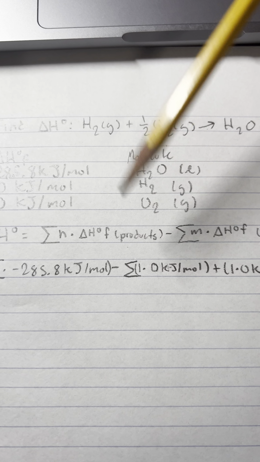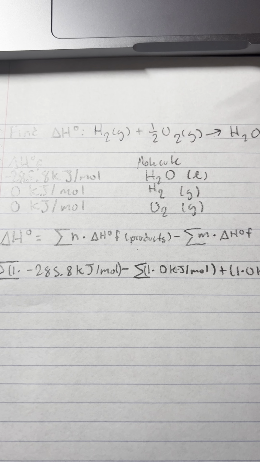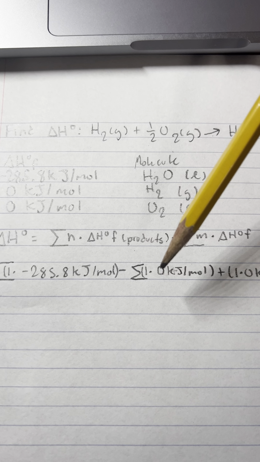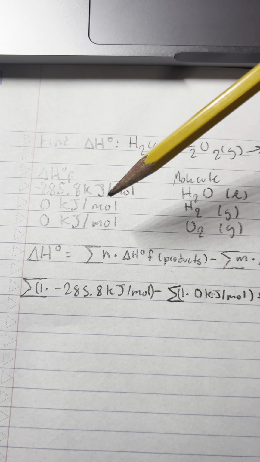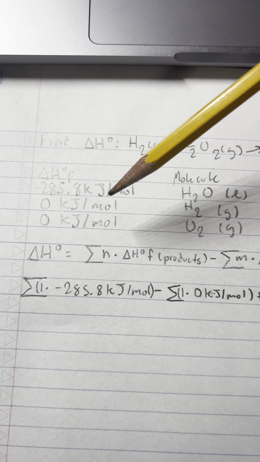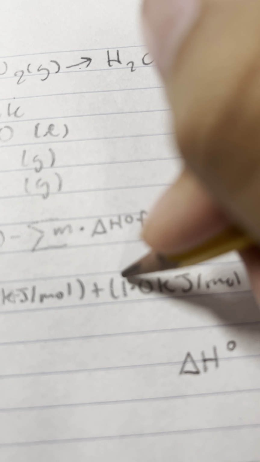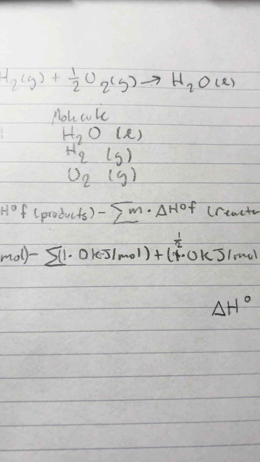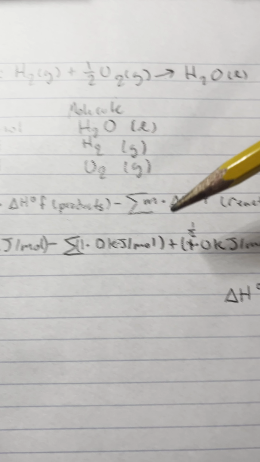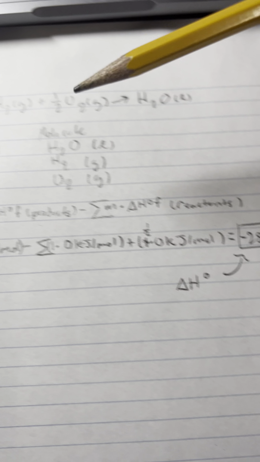So let's do H2. We have only 1 mole of H2 multiplied by 0 because it only has a 0 enthalpy according to this given, and adding O2. This 1 should not be a 1. It should be a 1/2, because that's the amount of moles in the equation, multiplied by 0 kilojoules per mole, because that was our given.